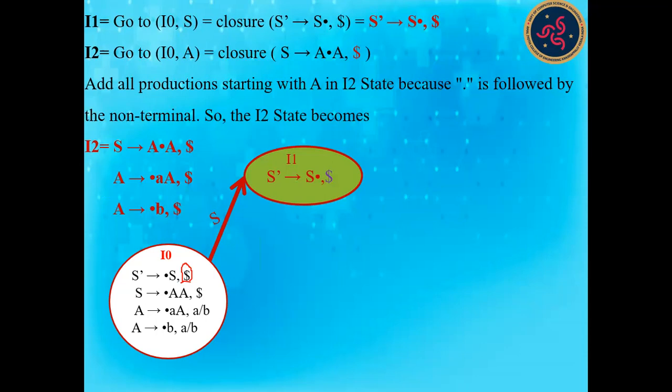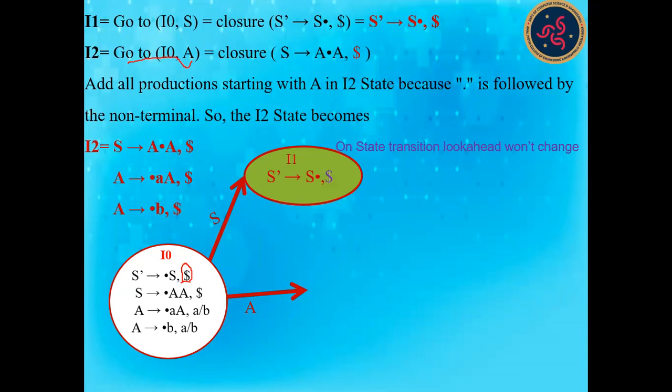Next, what do we have to do? Next, I am applying the symbol capital A to this I0. So I am doing the function goTo(I0, A). So what is the change? I have a new state I2, and here this dot symbol will move here, right? The dollar symbol won't change. Directly this will have A dot A comma dollar symbol.